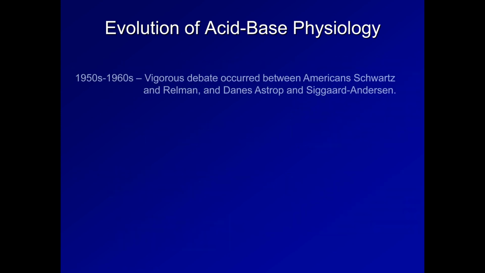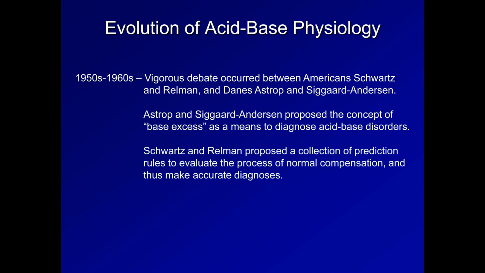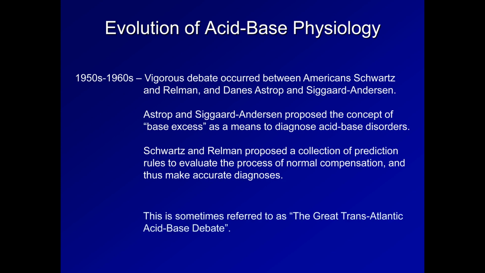However, throughout the 1950s and 60s, healthy debate erupted over just how to best apply these new concepts to actual patients. On one side were a group of Americans based in various Boston area hospitals and led by Schwartz and Relman. On the other side were Danes Astrup and Sigurd Andersen. Astrup and Sigurd Andersen first proposed the concept of base excess as a means to diagnose acid-base disorders. Schwartz and Relman subsequently proposed a collection of prediction rules to evaluate the process of normal compensation and thus make accurate diagnoses. This is sometimes referred to as the Great Transatlantic Acid-Base Debate.